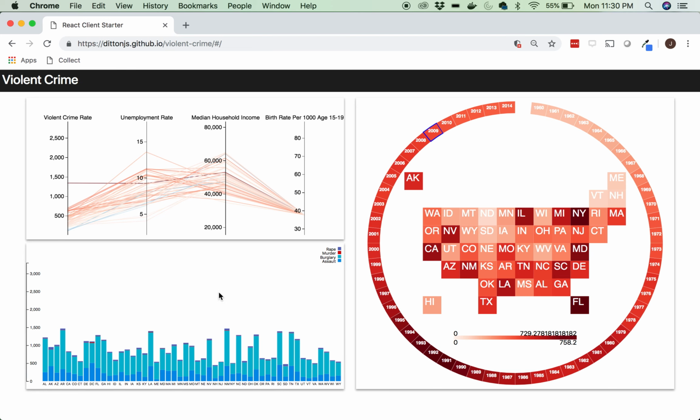Selecting a year will also show us each state and their violent crime rates for each particular type of violent crime for that year. So, for example, let's look at Utah here. You can see that in Utah, in the year 2009, there were 3,714 assaults committed with an assault rate of 133.4. So yeah, interesting stuff.